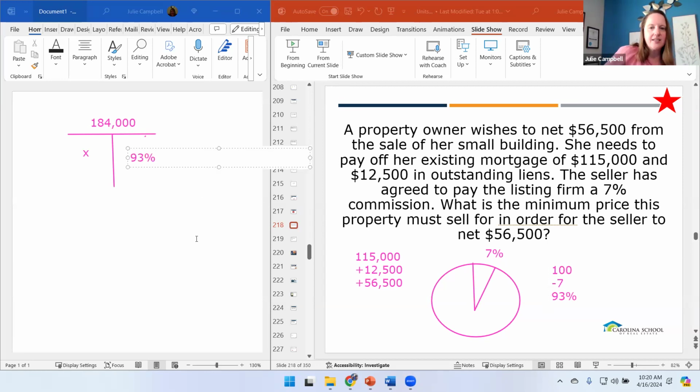This is the key. This is the trick to understanding seller net, is getting that seller rate right. So if the whole pie represents their sales price, and of that pie they're giving you 7%, that means they have 93% left for themselves to pay off all this debt and hopefully put the 56.5 in their pocket. Questions on how I got my T-bar set up?